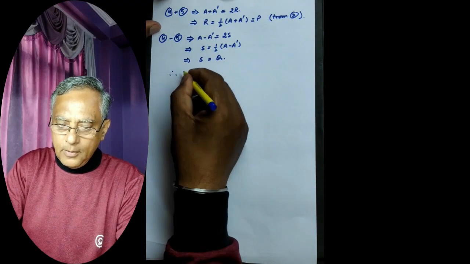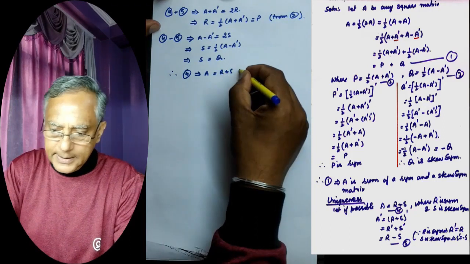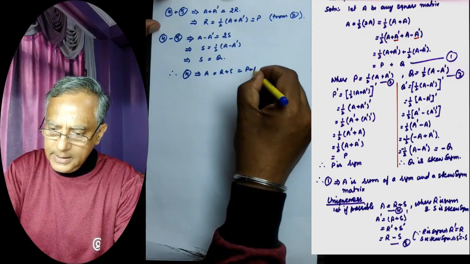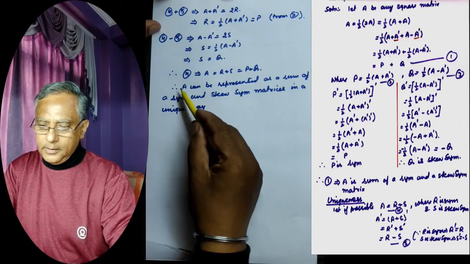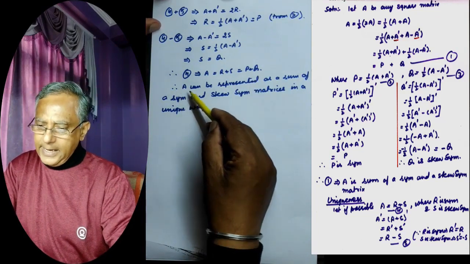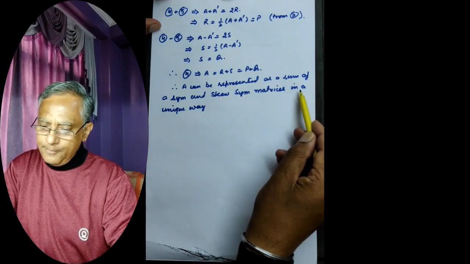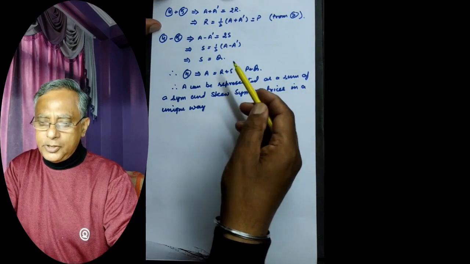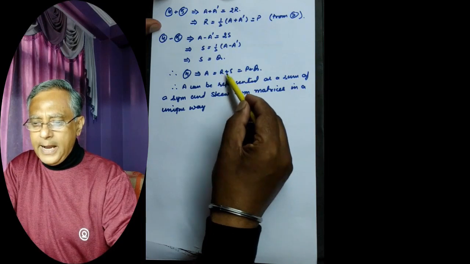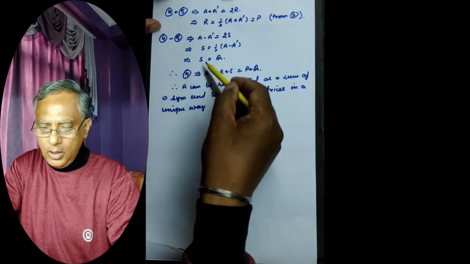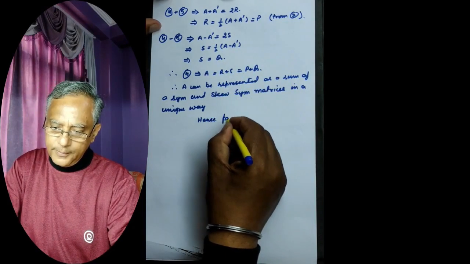Therefore 4 implies A is equal to R + S, which is nothing but equal to P + Q. That is, these two representations are not different. Therefore this proves that A can be represented as a sum of a symmetric and a skew symmetric matrix in a unique way. That is, if we write A is equal to R + S, then R must be equal to P and S must be equal to Q. We have shown this in this discussion. Hence proved.